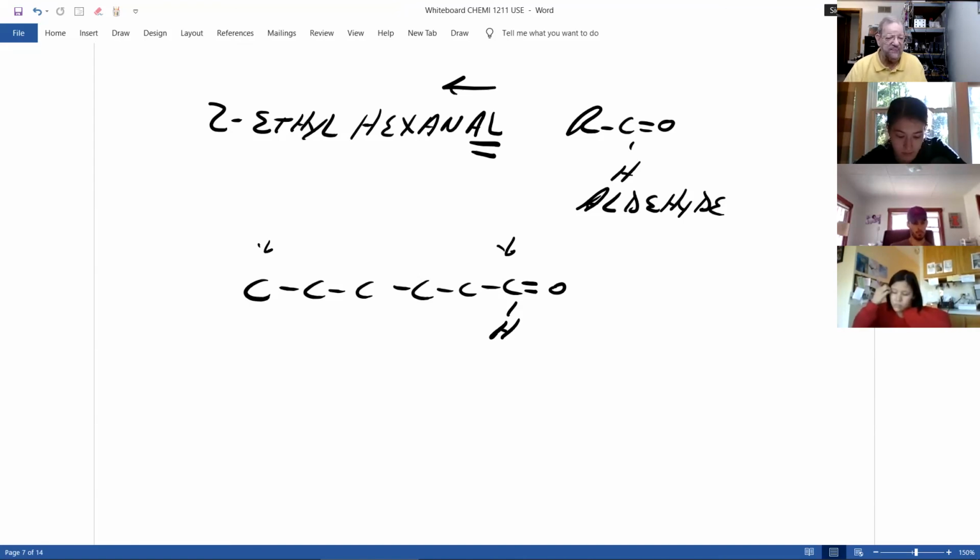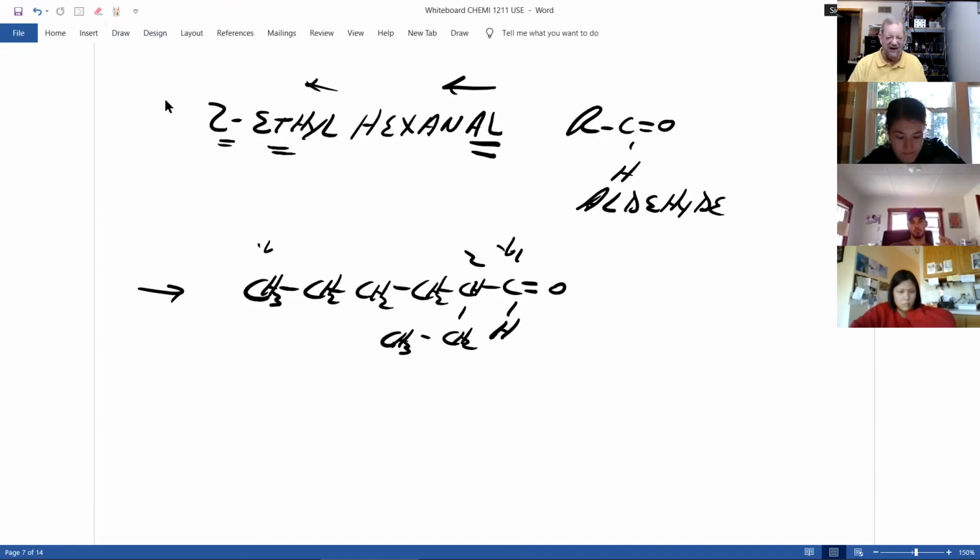This is the aldehyde. Now, as we move this way, on carbon 2 is an ethyl group. Carbonyl carbon is 1, here's 2. Oops, extra hydrogen. Got it. And that's 2-ethyl hexanal. Now, why do I call this an old friend of mine?